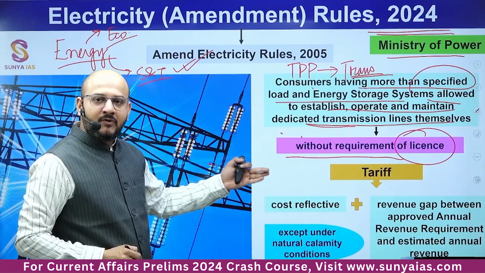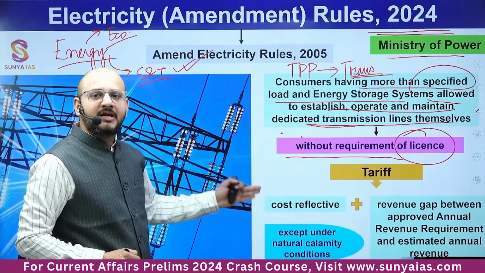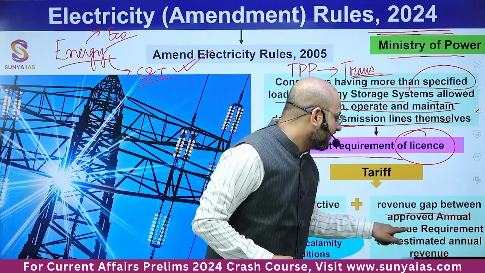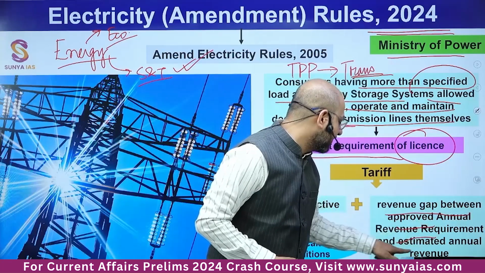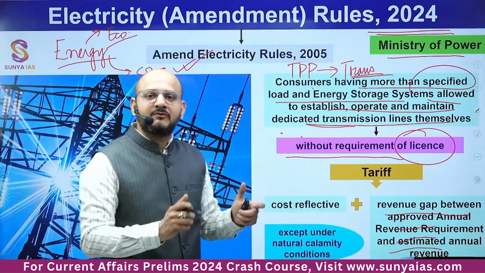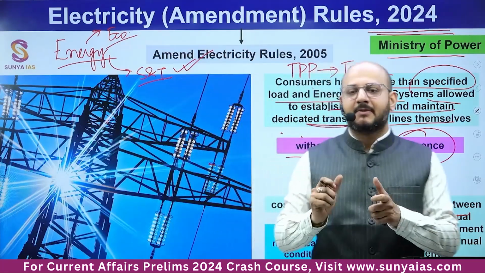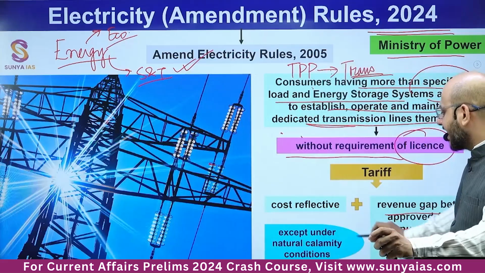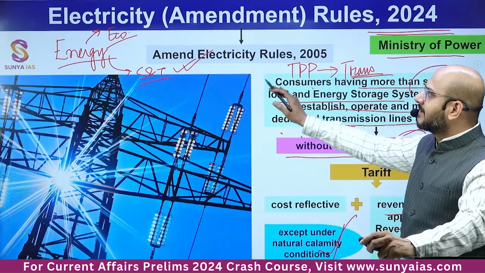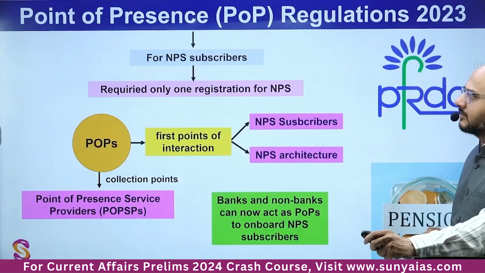Tariff, what are the rules for the tariff? It should be reflected in the cost, as well as the revenue gap between the approved annual revenue requirement and the established annual revenue should be reflected in the tariff, except under natural calamities or other conditions. So this had been the amendment to the Electricity Rules 2024.